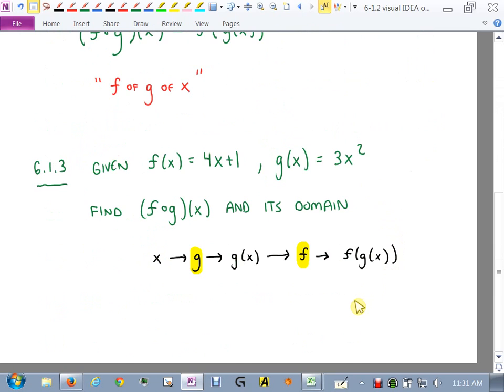Okay, so let's do the composition. Let's actually do this, and then we'll come back and look at the domain, all right? So here we go. F of G of X, by its definition, is equal to F, and inside of it, G of X.